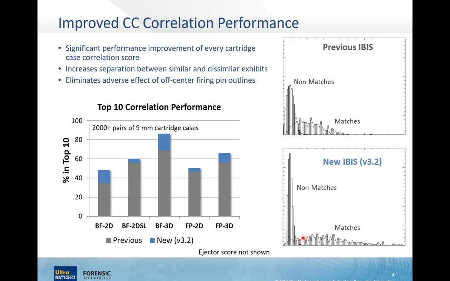The graph over here, the bar graph with top 10 correlation performance, shows the increased performance we saw doing our tests with over 2,000 pairs of 9mm cartridge cases. Everything in blue here is where we saw significant improvement with these new correlation algorithms.